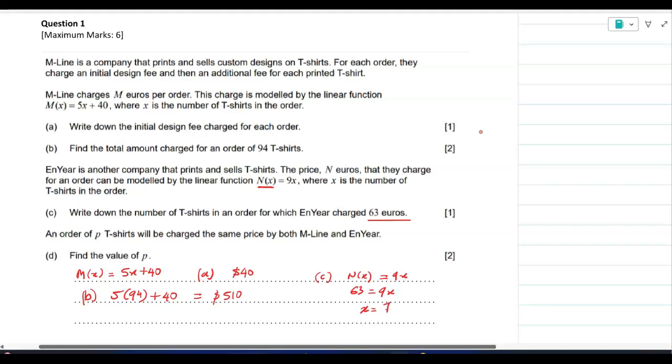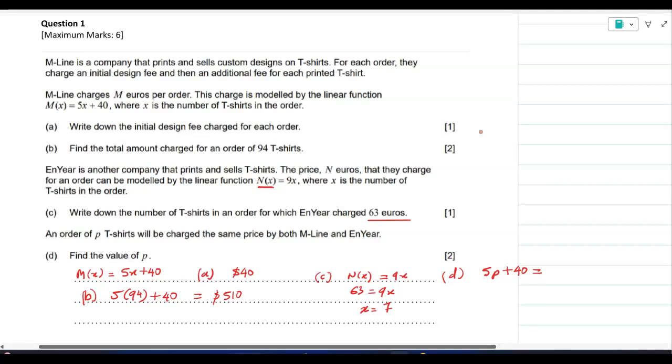Then an order of P t-shirts will be charged the same price by M-Line and N-Year. Find the value of P. So if you put in M-Line, how much will they charge? 510 was for the earlier order. 40 is for no t-shirt print. If they have P t-shirts, how much will M-Line charge? Instead of x, you put P. So what will it become? 5 into P plus 40. So 5P plus 40 is what M will charge.